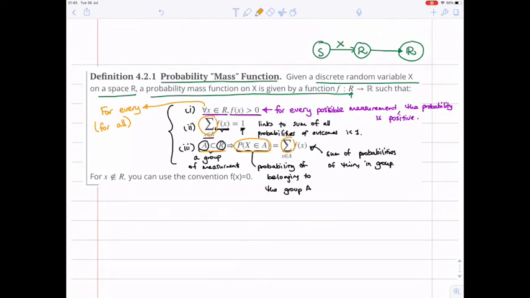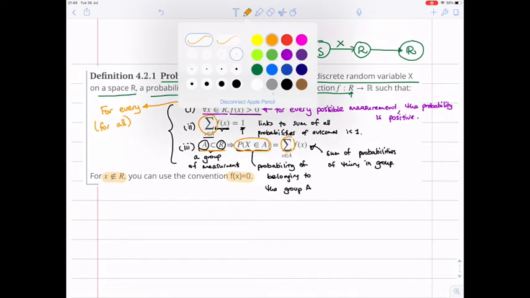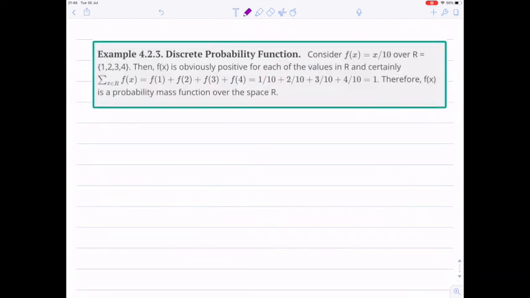Then one convention that we use is, suppose you get some number that isn't a possible measurement, so x is not in your space R. Then we use the convention of just saying the probability of getting that measurement is 0. The reason that we might do this is that this often enables us to say that the domain of f is all real numbers, which is sometimes going to be useful.